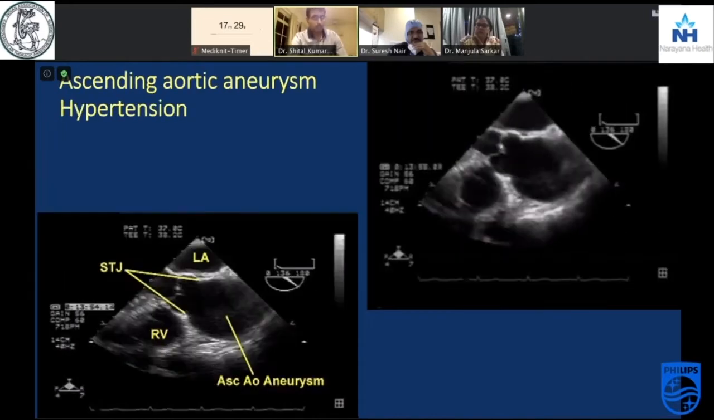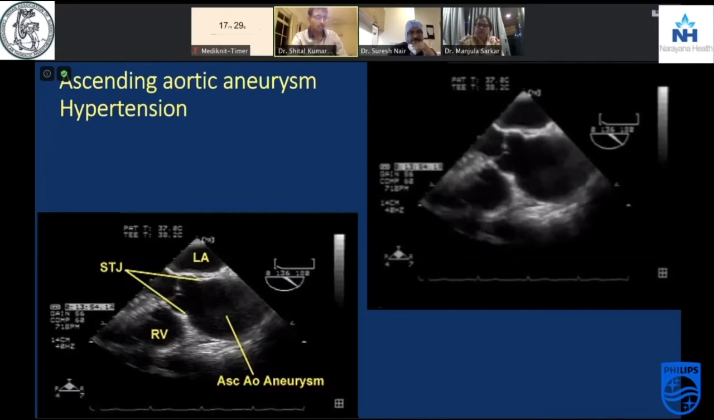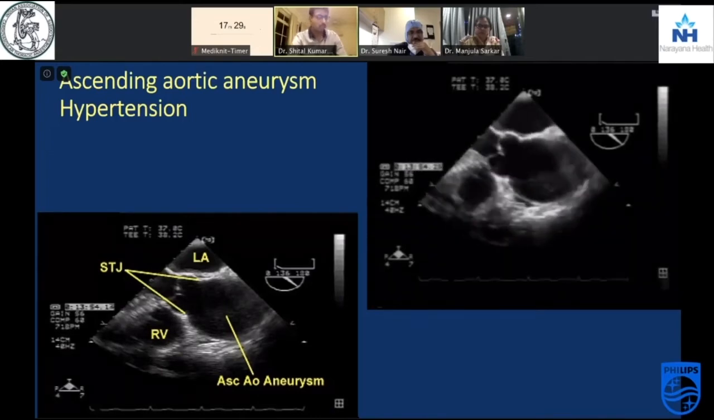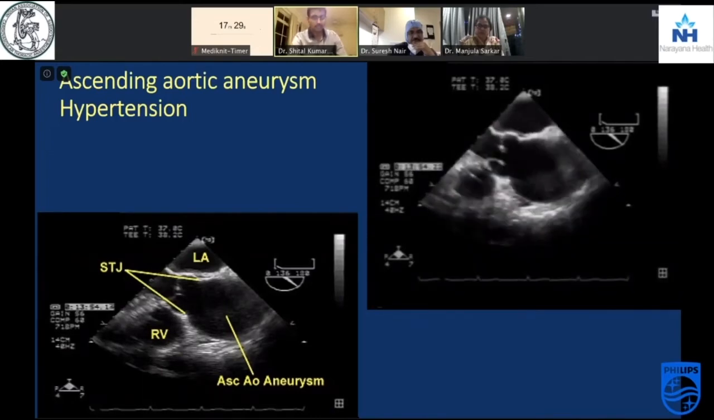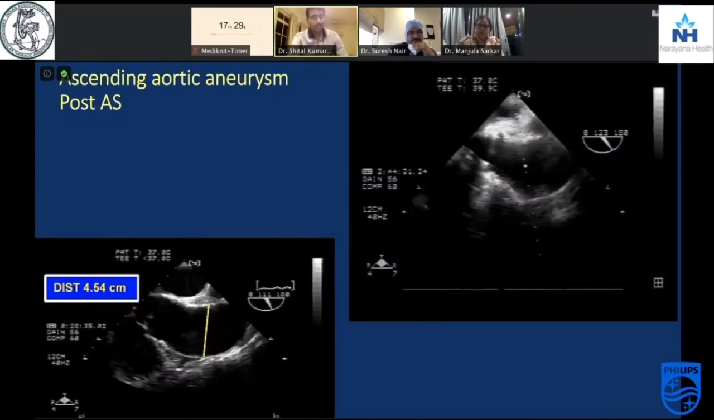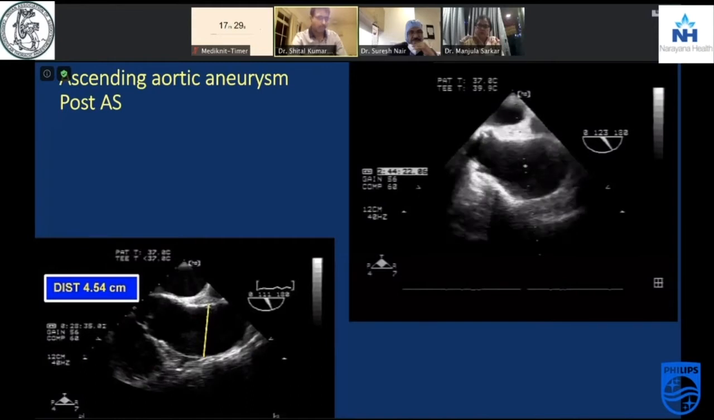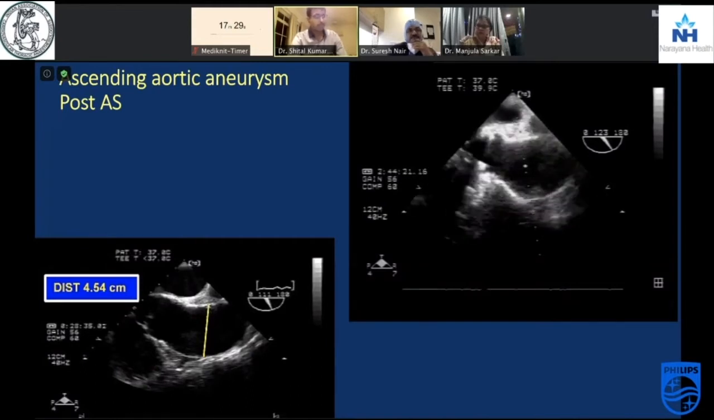Change of pathology from Marfan's to hypertension, ascending aortic aneurysm, a distinguishing point is a normal sinotubular junction. And another pathology of ascending aortic aneurysm is post-stenotic dilatation with a bicuspid aortic valve. And the distinguishing feature is the aneurysm usually happens much more in the mid-ascending aorta.